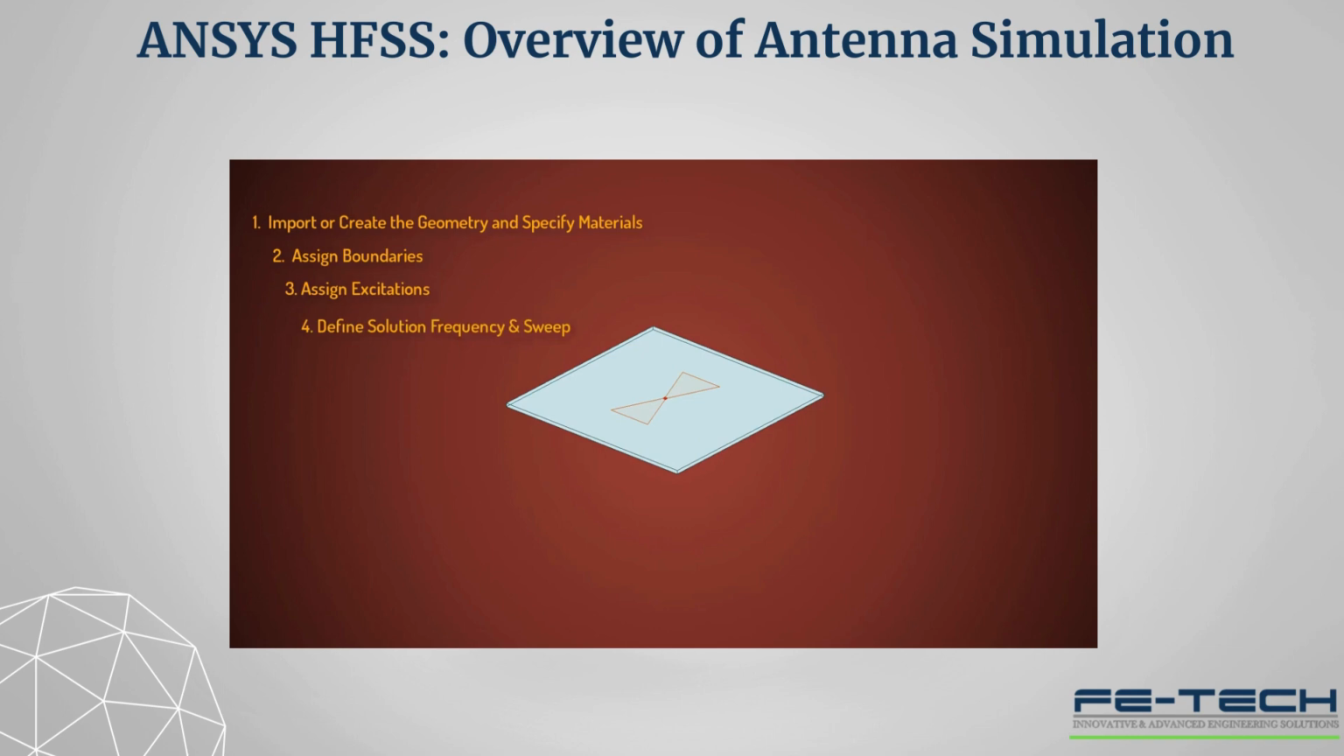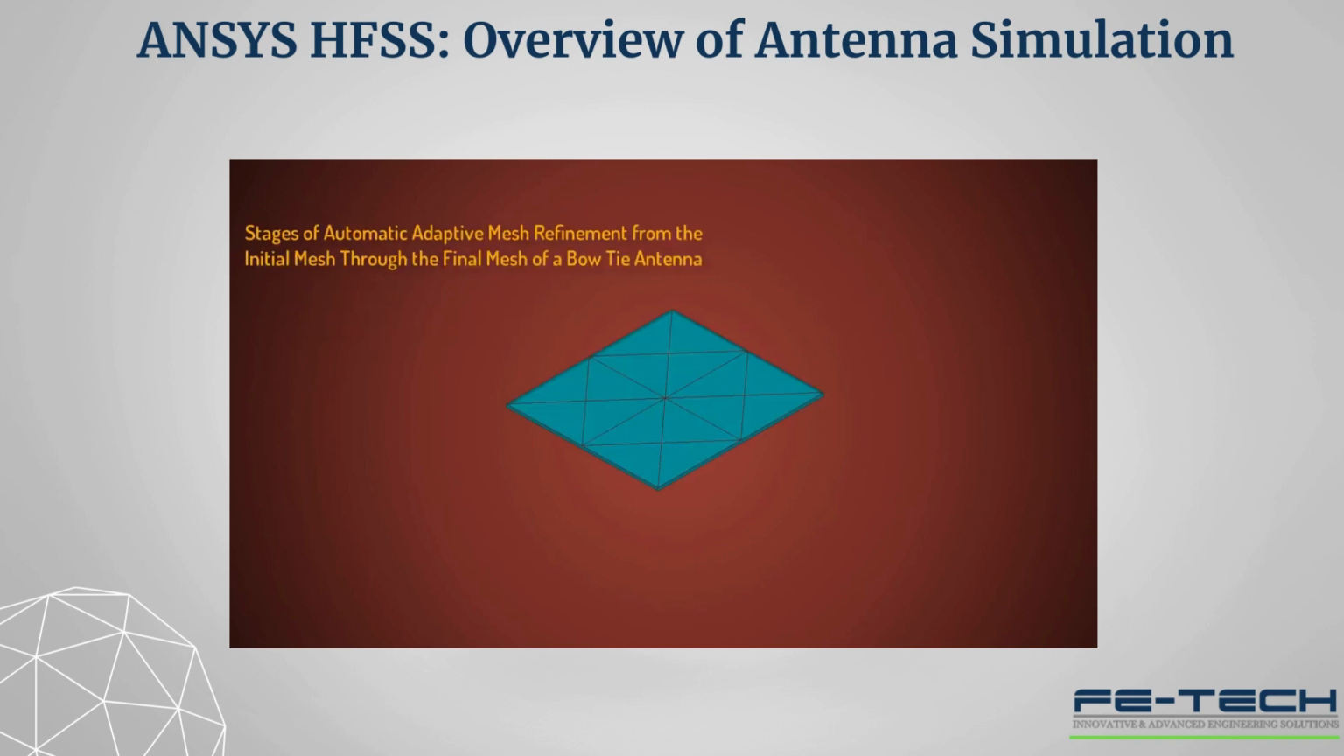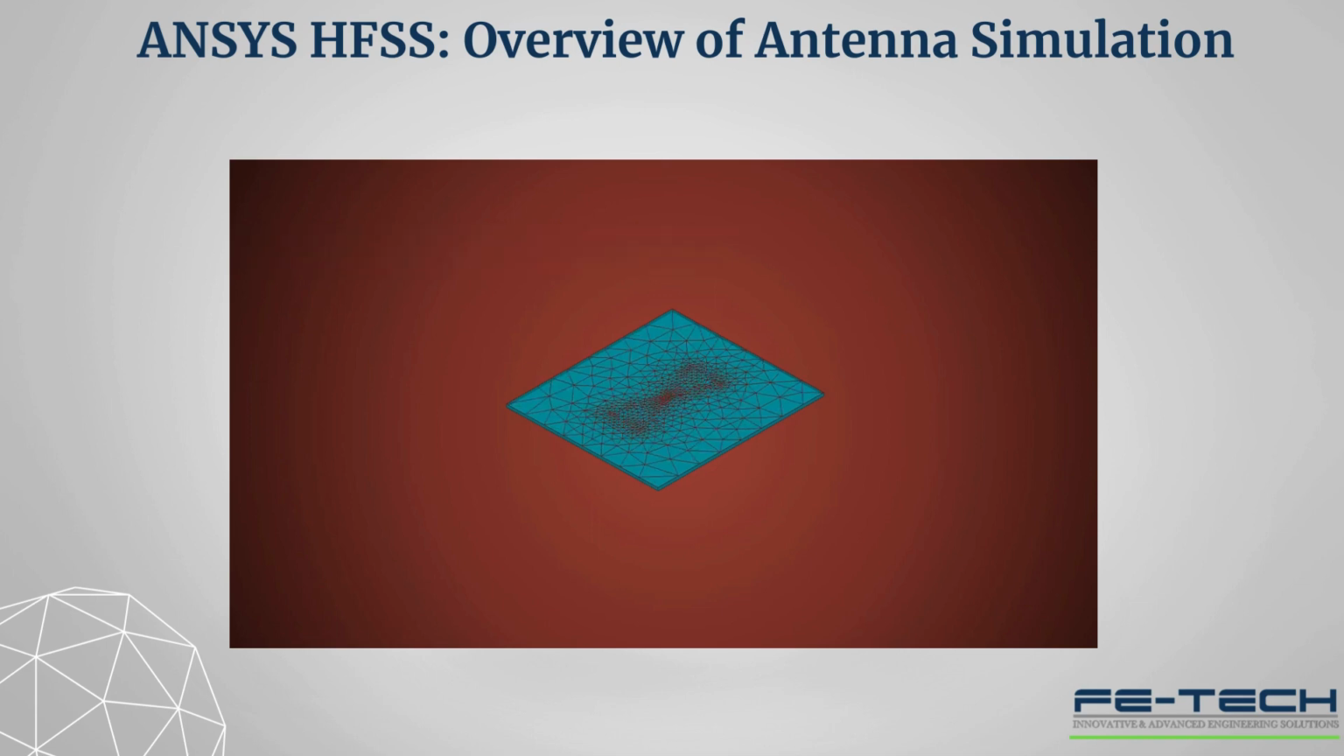To illustrate, stages of the adaptive mesh refinement for a bow tie antenna from the initial mesh through the final mesh are shown. The mesh elements are refined in areas where strong electromagnetic fields exist and/or the field gradients are high. The mesh is coarser in the remaining areas. This process makes the mesh accurate and suitable for efficient simulations, leading to highly accurate solutions. The plot shows the two arms of the bow tie antenna illuminated by electromagnetic fields.